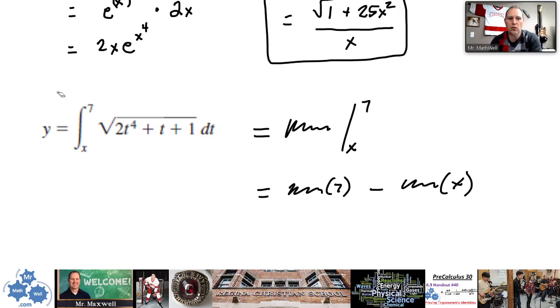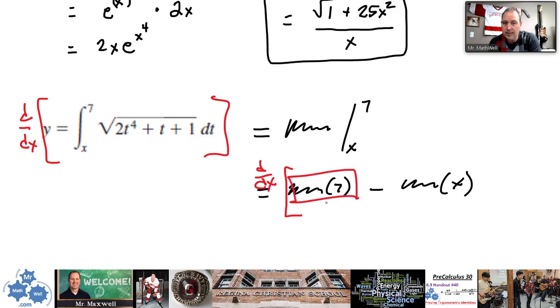And when you take the derivative of everything here, guess what? Your constant is here, that's the integral evaluated at 7, so that's a constant. And this is your variable function. So what's different is this minus sign.